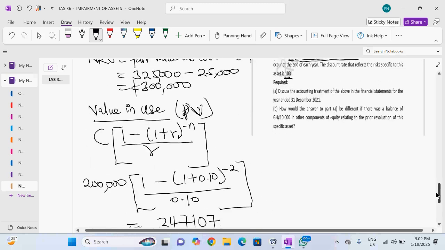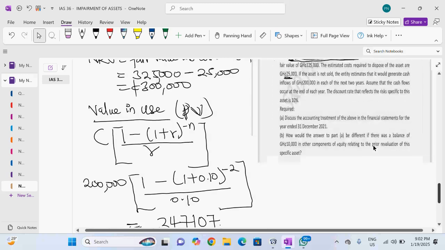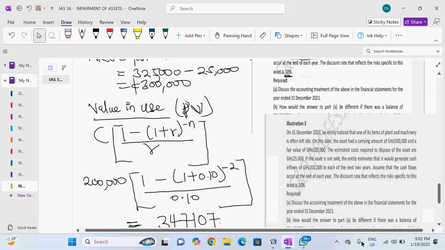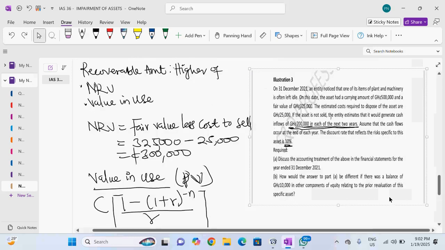Sorry? Please, I have a question. Can you please explain again why it's an annuity? It's an annuity because look at it.